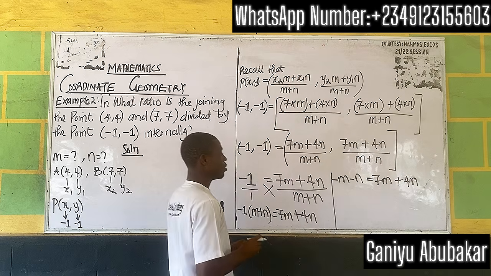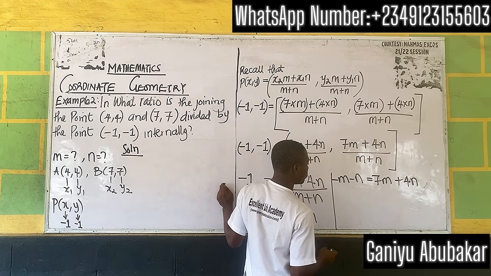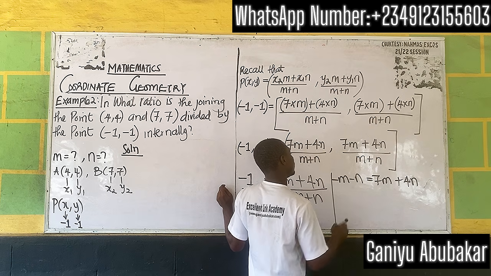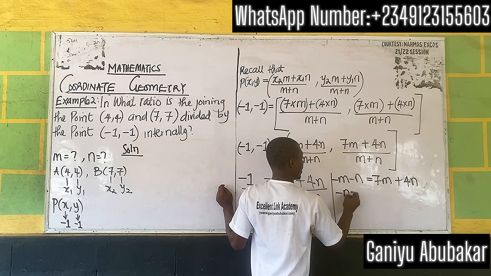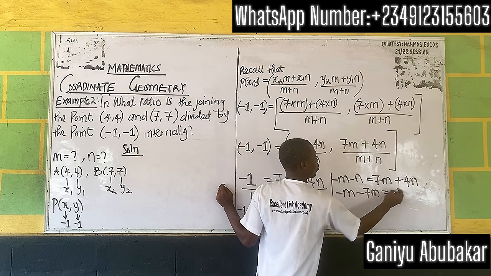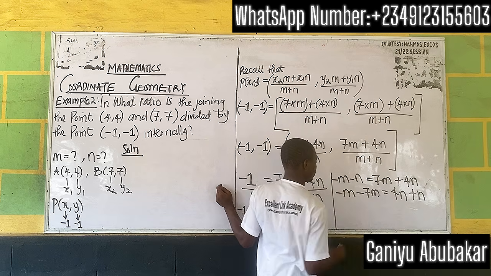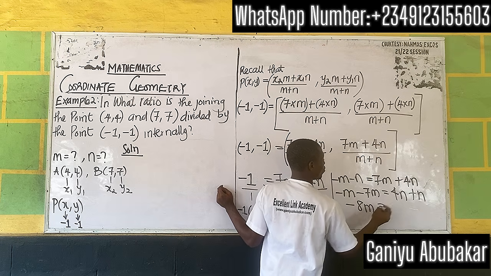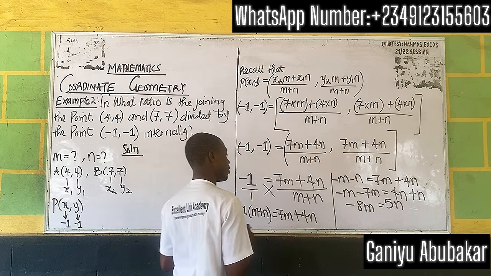All right. My task is simple here. I'll try as much as possible to separate them. That is, I'll take m here, I'll take n there. So -m, bringing it over, gives you -7m... equals 4n, then plus n gives you -8m equals 5n. All right.